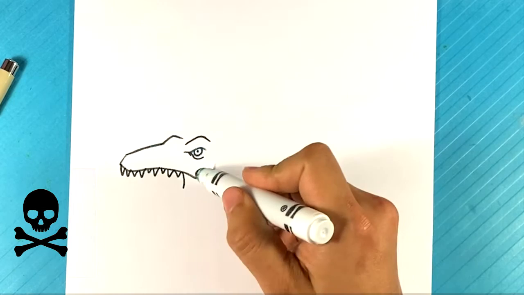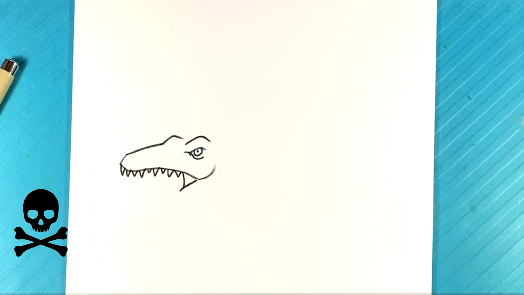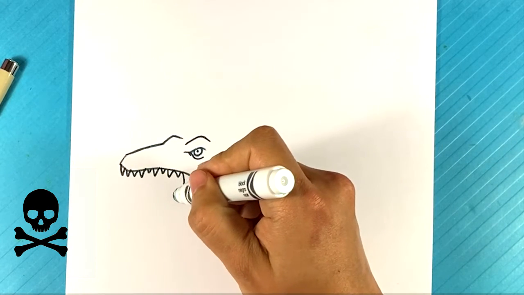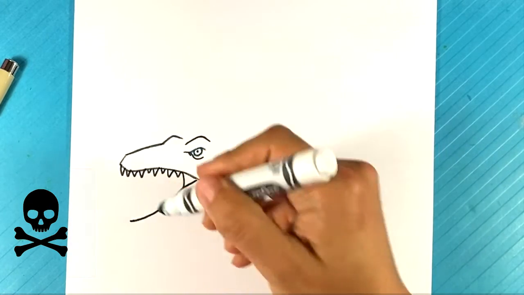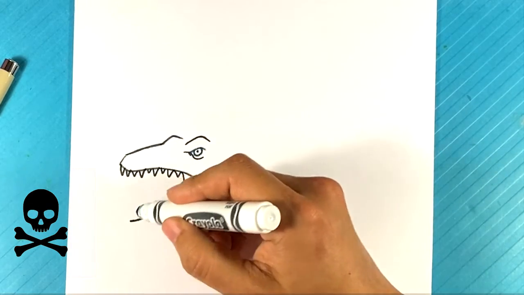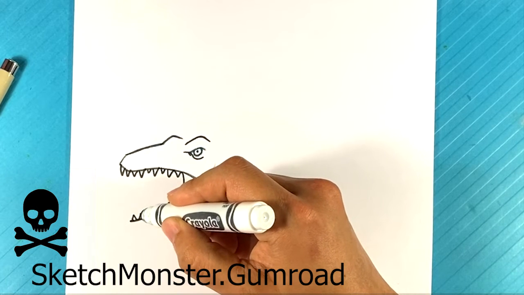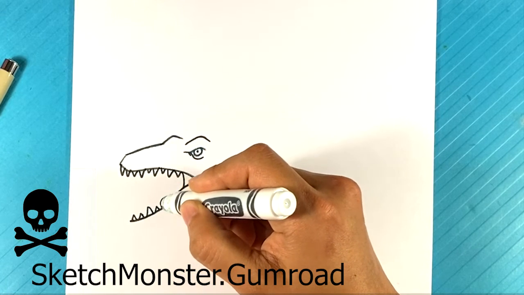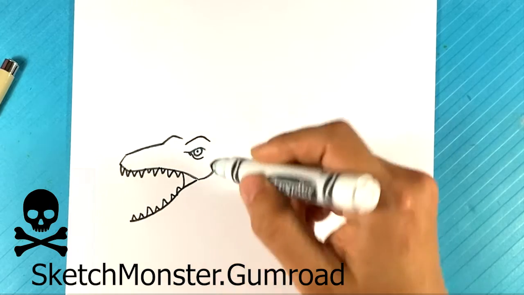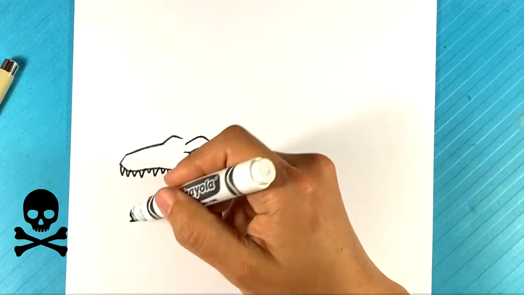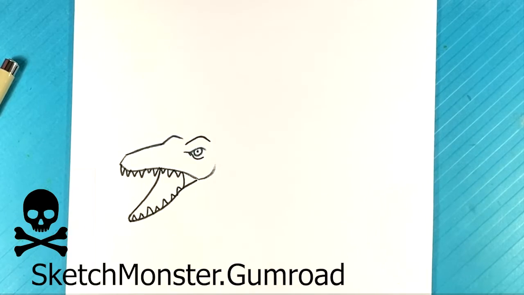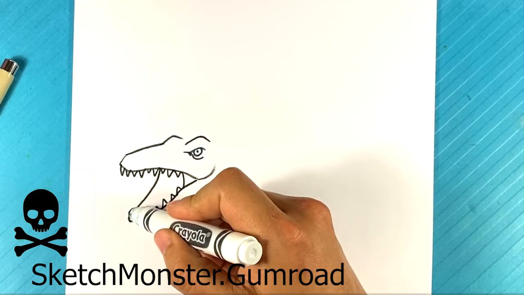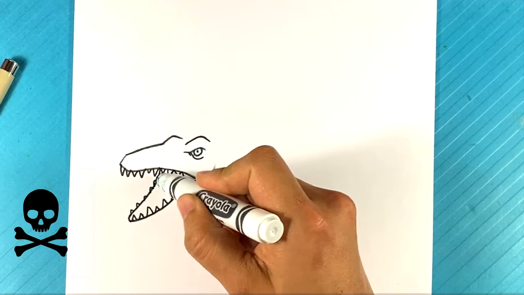Go ahead for the side of the mouth. Curve in. Down. Over here. For the jaw here. Line up for the back of the jaw. And we're going to draw some teeth back here as well.